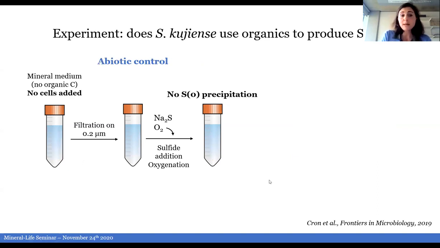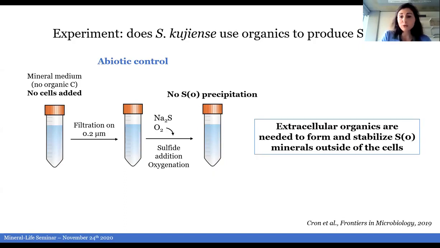So now we do an abiotic control. We take the same mineral medium, but we don't inoculate it with cells. We filter it, we add sulfide, we add oxygen. We let it oxygenate, and in this case, we don't form any elemental sulfur particles. So this is, I think, a good demonstration that in the case of this microbe, extracellular organics are absolutely needed to form and stabilize extracellular sulfur mineral outside of the cells.